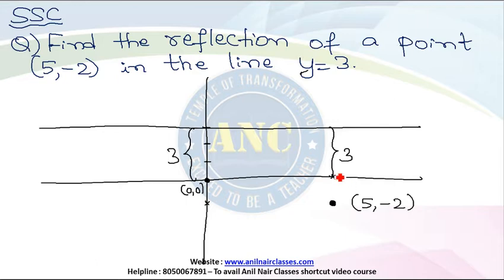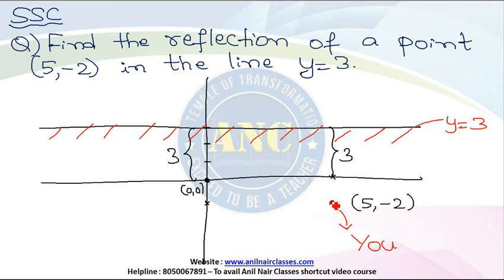Now see here, this is the person whom you are. This is nothing but you, and they have given a line called y = 3. This is my mirror. I hope you are understanding. You are standing at this point and you are looking into a mirror, and your image will come somewhere at this point. And what is the coordinate of that point is the question.